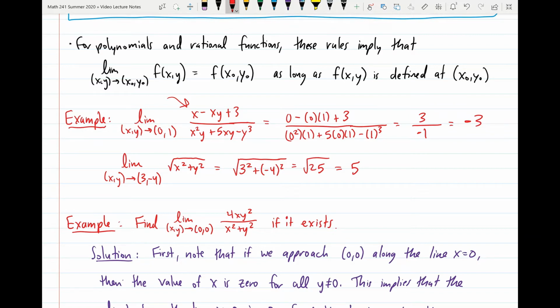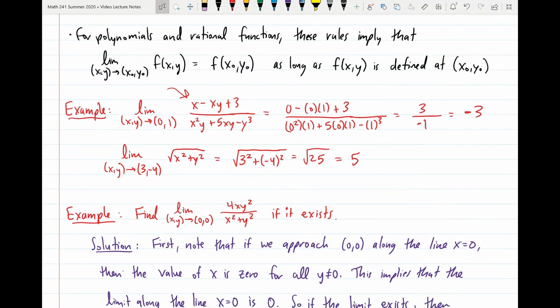So because the function is defined at the point 0, 1, and it's a rational function, then the limit as xy goes to 0, 1 is just going to equal whatever value we get when we plug in 0, 1 to our function, which is negative 3.